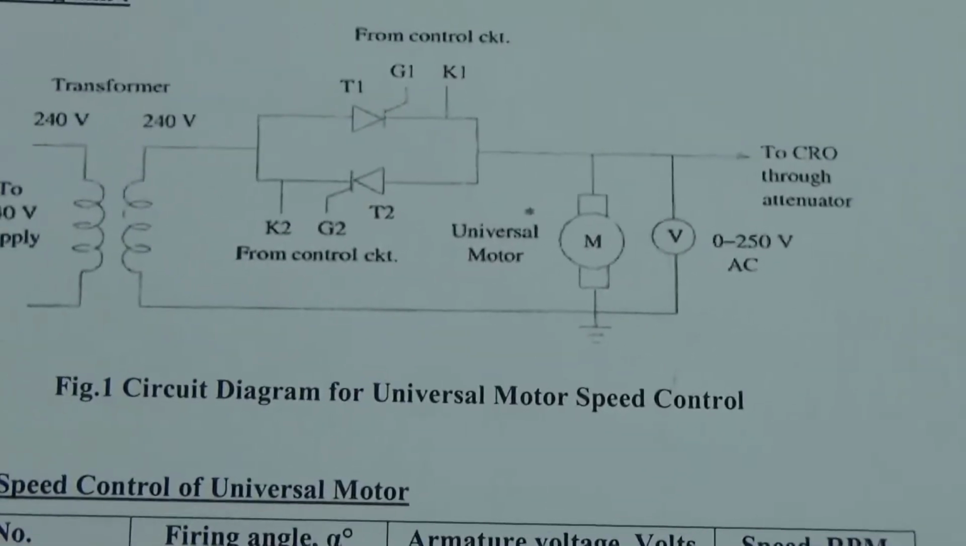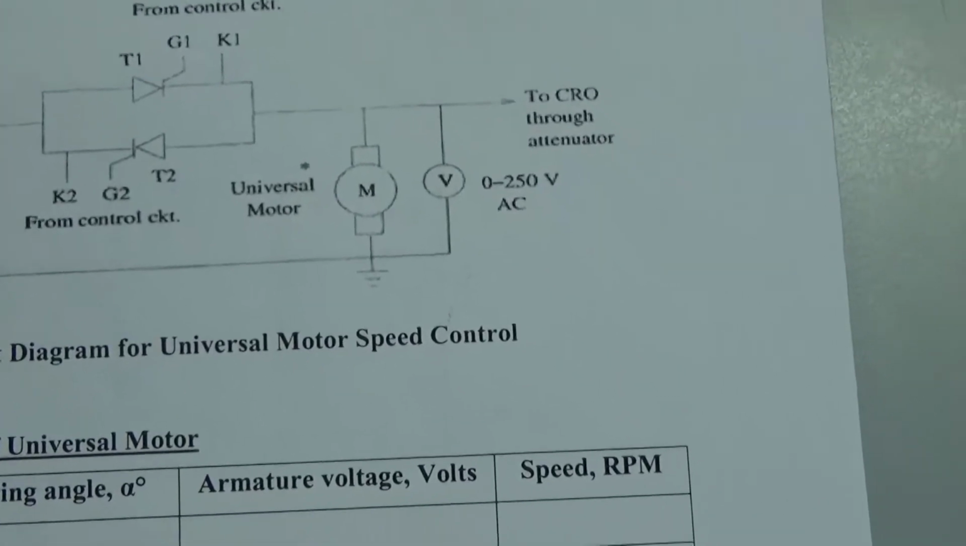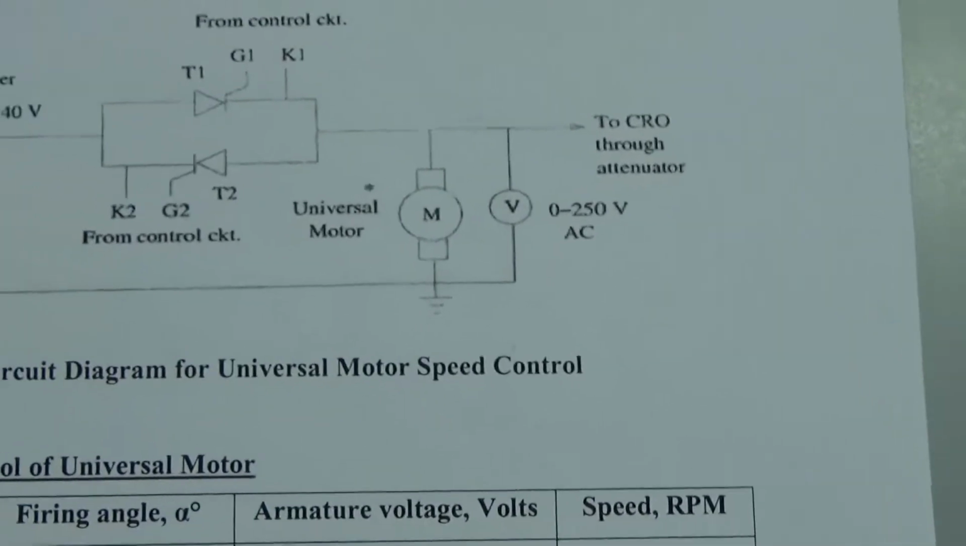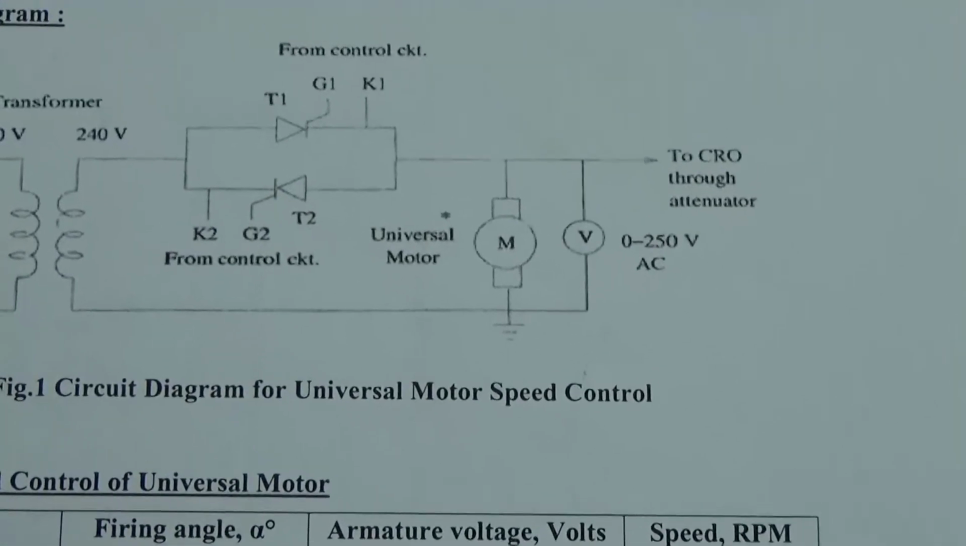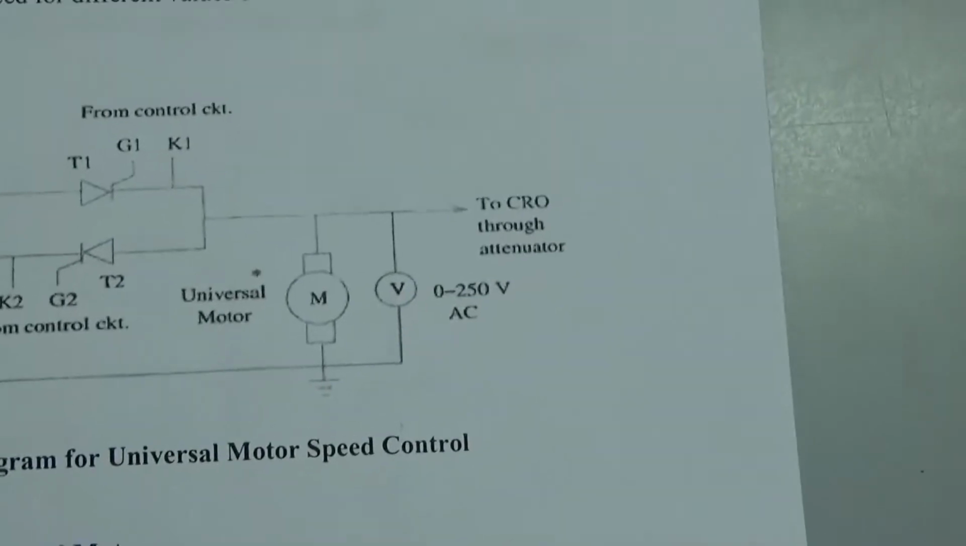So we are not using the 1:1 transformer here. The 230 volts we are going to feed directly to your AC voltage controller. This circuit is going to convert from fixed AC to variable AC voltage. Frequency remains same in the circuit.